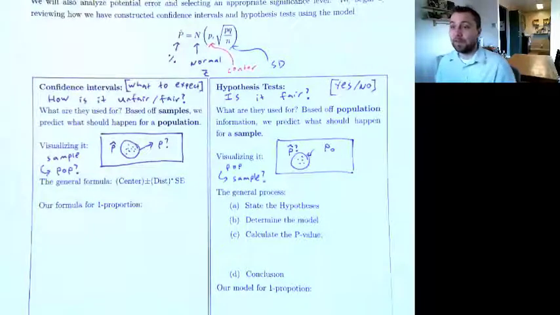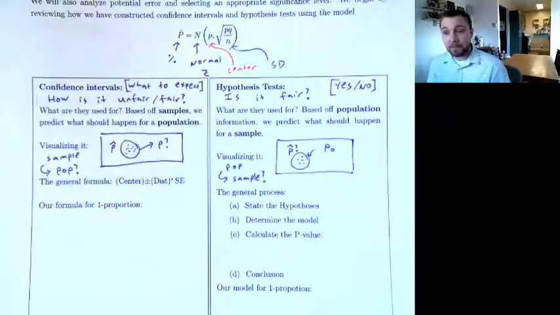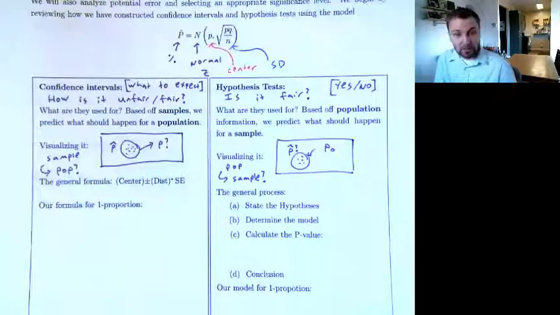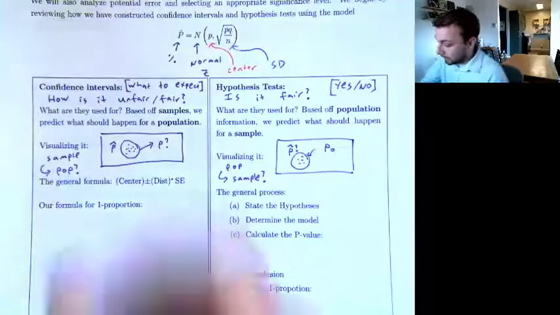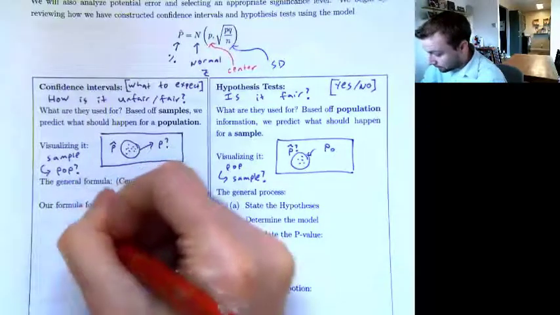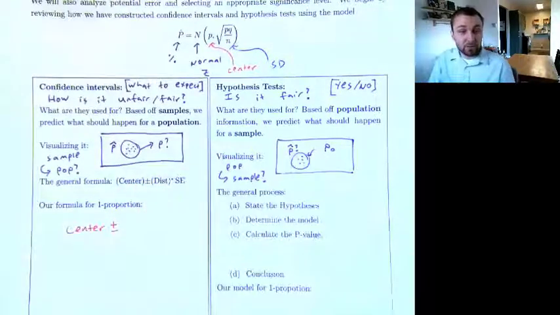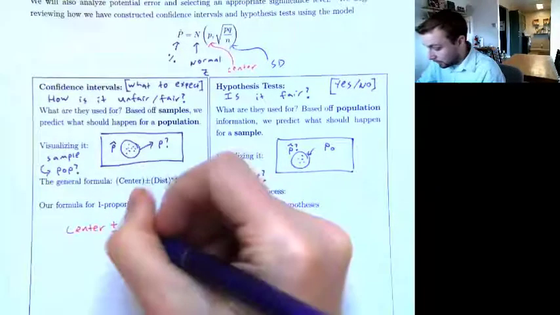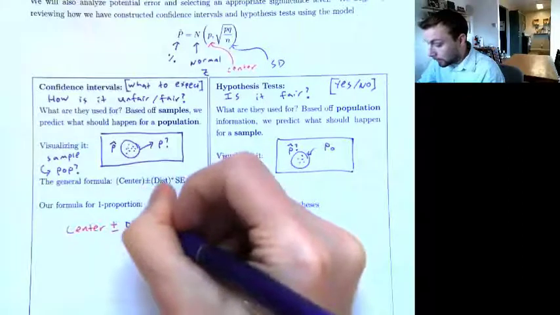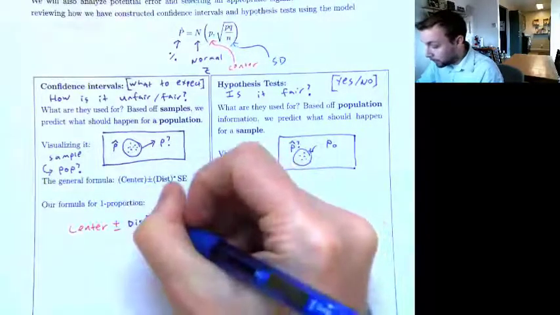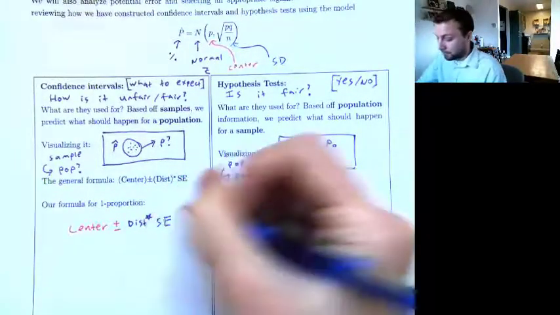Hypothesis tests will always have the same general setup. For what we're doing, the confidence intervals will roughly have the same setup as well. In particular, confidence intervals are going to look something like the following. You're going to have the center plus or minus whatever distribution you're working with, critical values for that distribution, and a standard deviation-like thing, which we call the standard error.